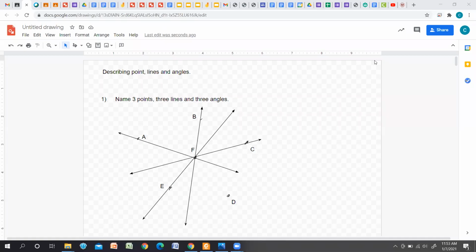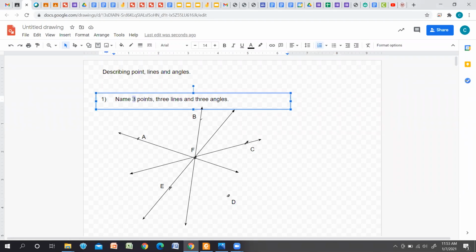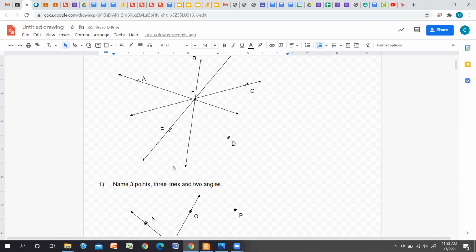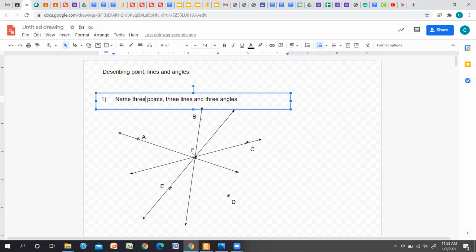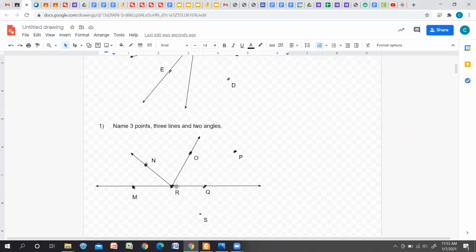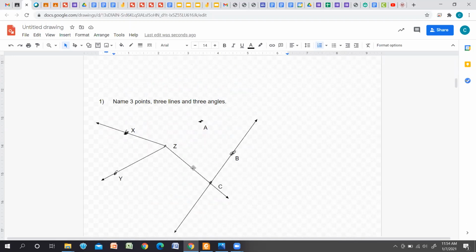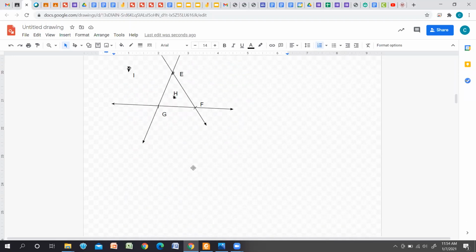Good morning. So today we're going to go over how to label points, lines, and angles. I will show how to answer the first question, and then you'll go through the rest of them. Notice for each of them, I have some points and some lines, and those form angles. So each one is a bunch of points and lines.